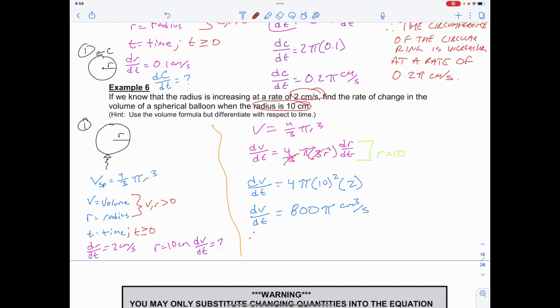And then we can state, therefore, the volume of the balloon is increasing at a rate of 800 pi centimeters cubed per second when the radius is 10 centimeters.